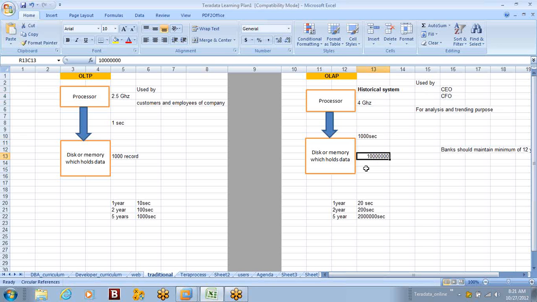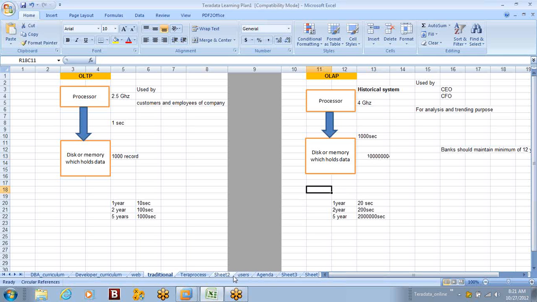So they have funds, but there is no technology which can give them the sufficient performance which is required for their analytics. So when this problem statement materialized, TERADATA came up with a solution. Okay, what is the solution they have come up with?